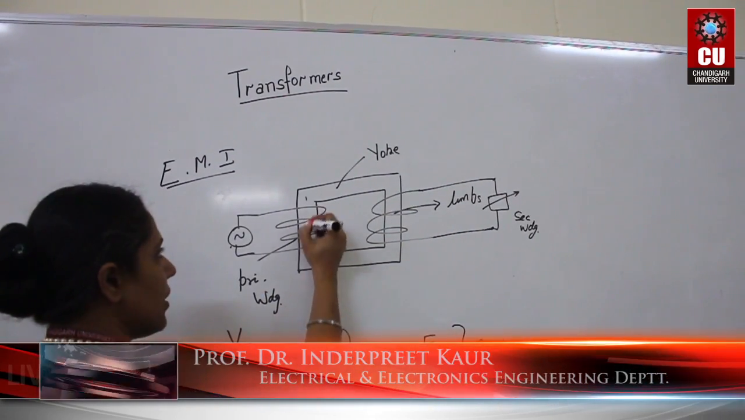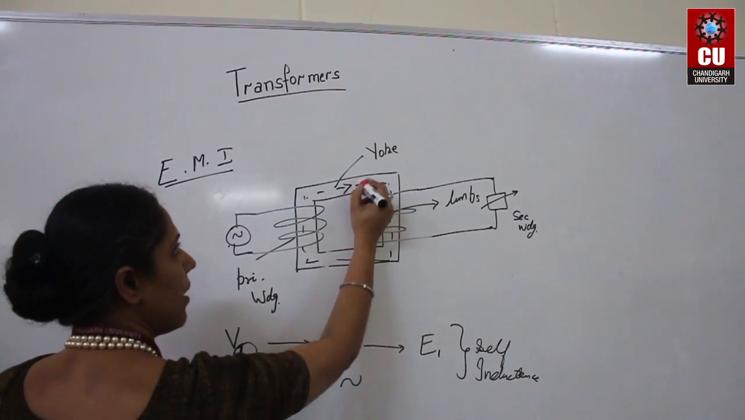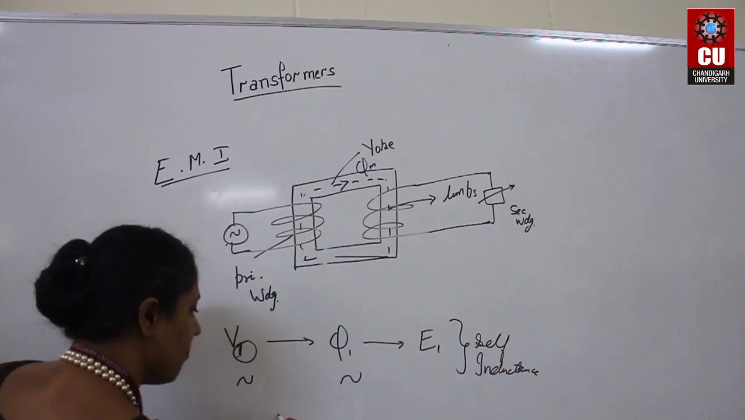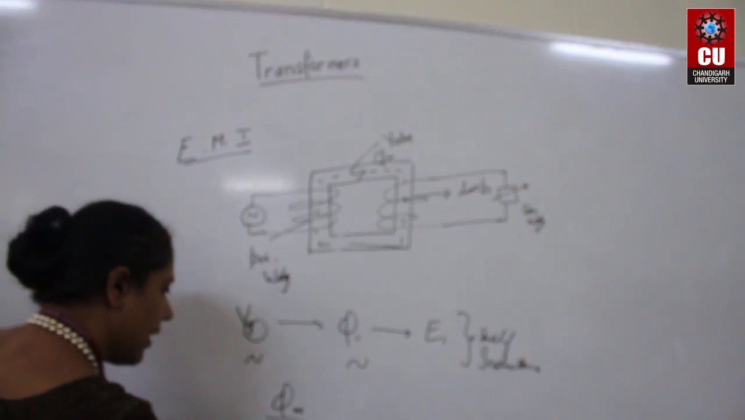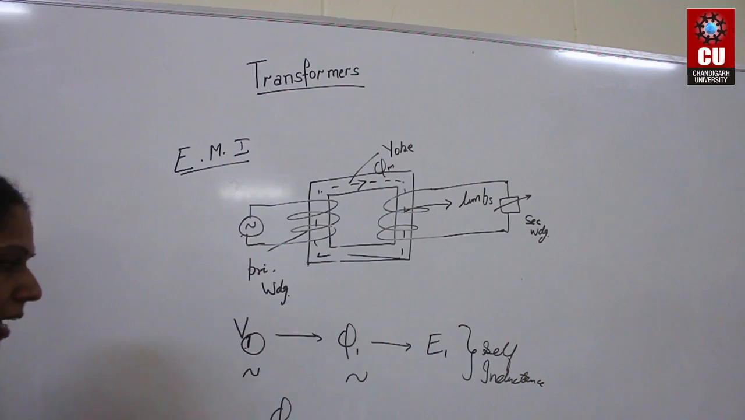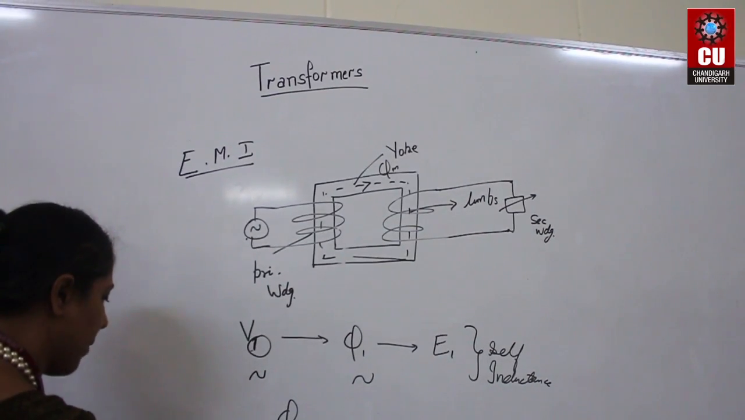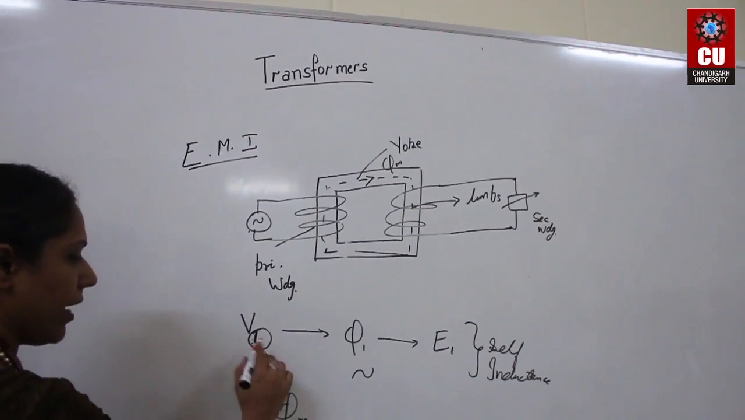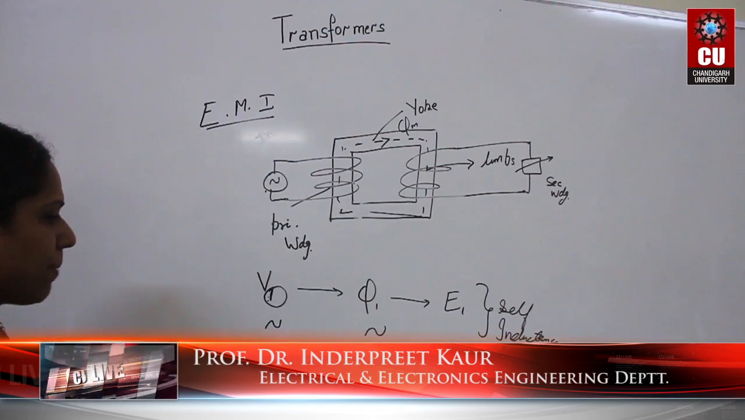Due to mutual induction, this is the path which the flux phi m follows. This phi m stands for the mutual flux. Due to this, E2 has been induced in the secondary winding. This subscript shows that these are the parameters corresponding to the secondary winding. Subscript 1 and subscript 2 for primary and secondary windings respectively.